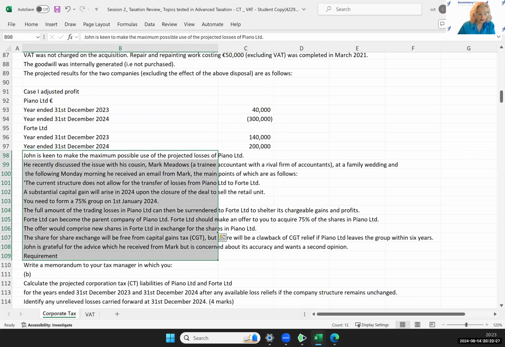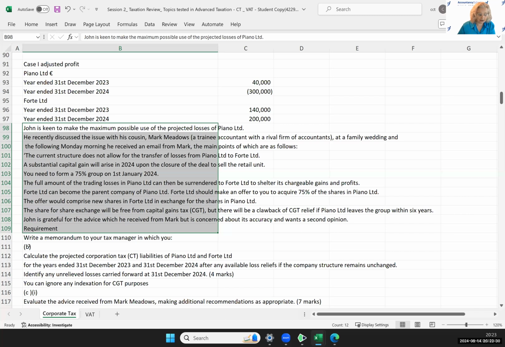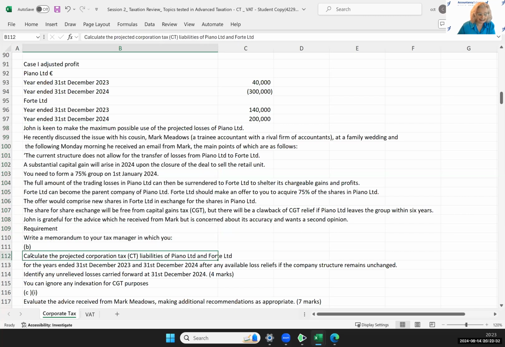Okay. In part B of the question, we're asked to calculate the projected corporation tax liability of Piano and Forte for the years ending 31st December 23 and 24 after any available loss relief if the company structure remains unchanged. So if John continues to own the shares in each of the companies himself, calculate the corporation tax liabilities of each company. There's 4 marks going here for this.